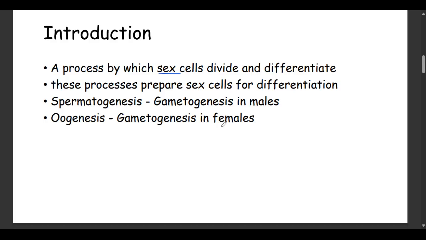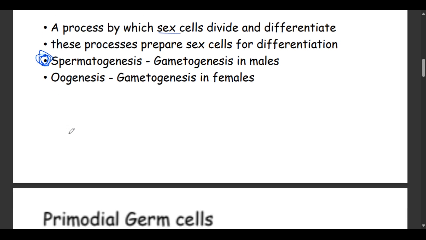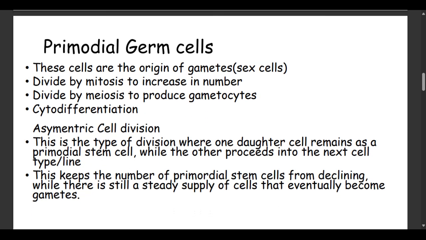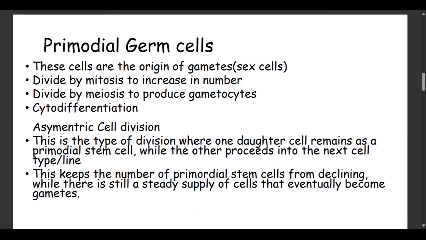In this video, we are particularly dealing with the first part, the part that happens in males, which is spermatogenesis, and it's going to be a very short tutorial. Before anything else starts, you have what are known as primordial germ cells. These are the cells that remain in the gonads, which are the origin of the gametes or the sex cells themselves.